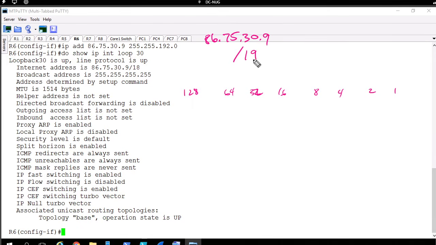And then we know that, with a 19, that means we have a 255 for the first number in the mask. That means 8 bits in the mask on. And then the second octet would be another 8 bits. We're making good progress there. And then we need 3 more, so 16, 17, 19.